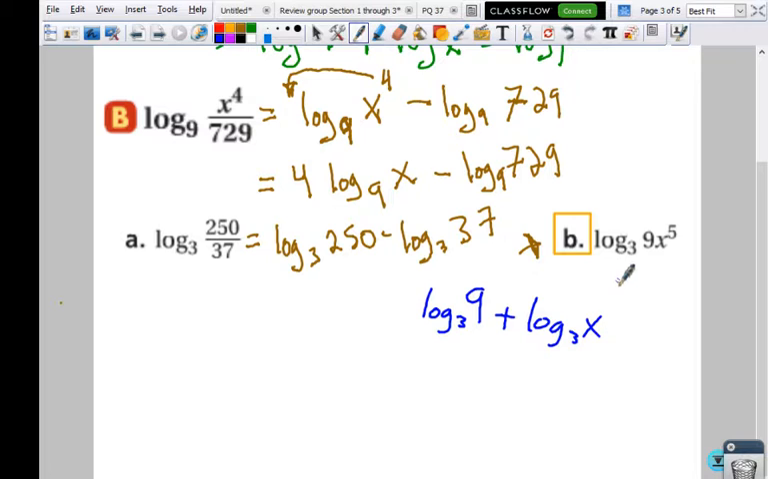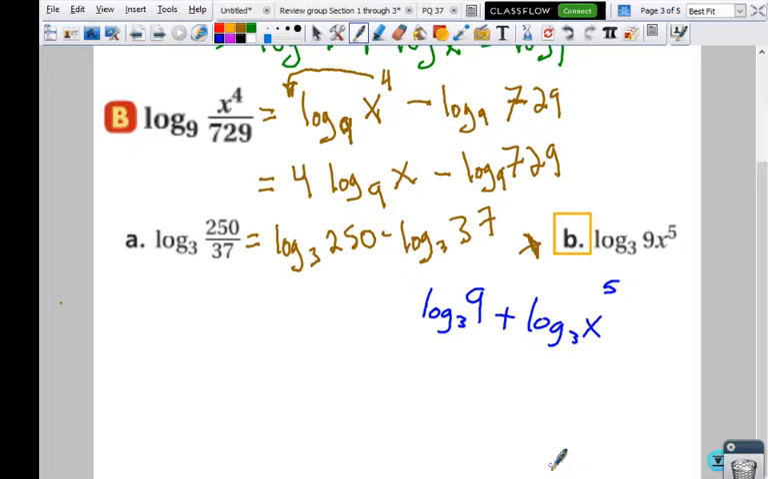Okay, so the first way we can expand this out is by putting a plus, because that's a 9 times x to the 5th, right? Which when I expand it, changes to a plus. But I still have that exponent of 5.